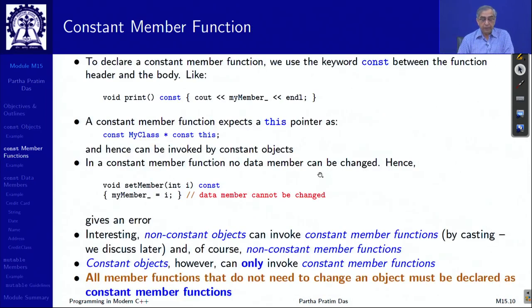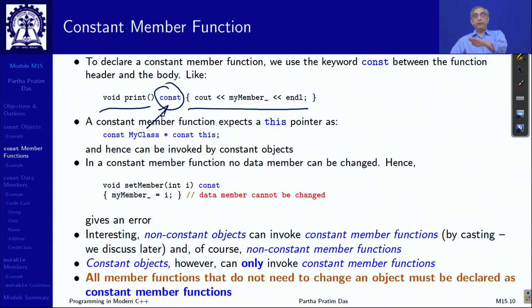So, C++ introduces what is known as a constant member function. What it simply does is put the keyword const after the prototype header and before the body, between these two, the header and the body, it writes const.